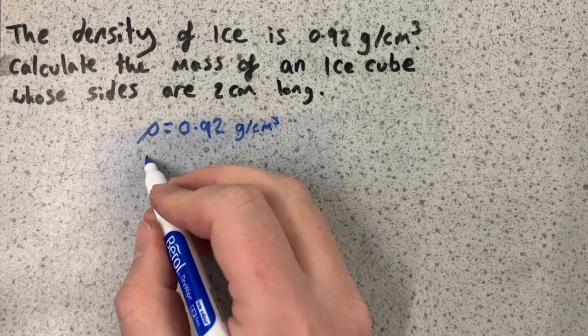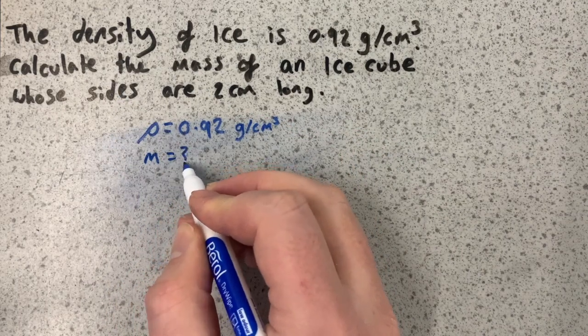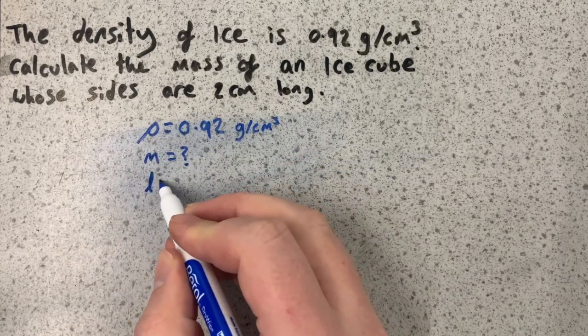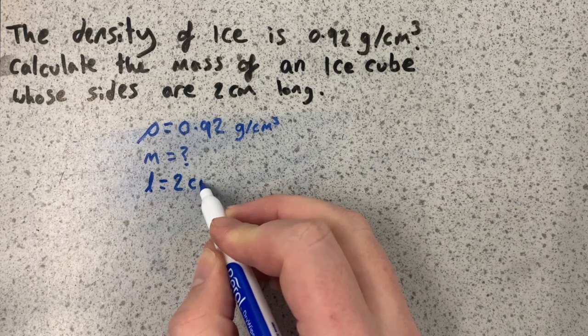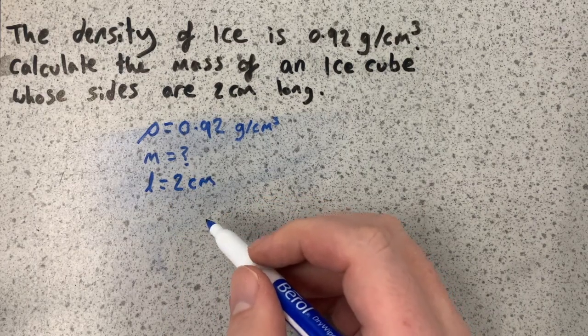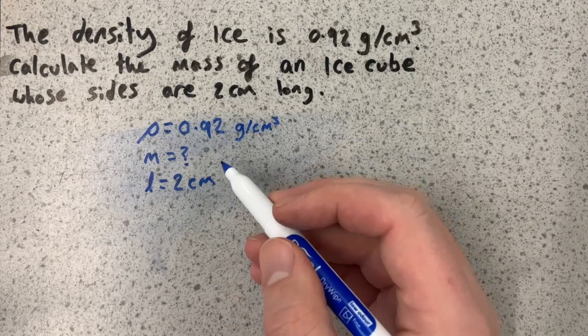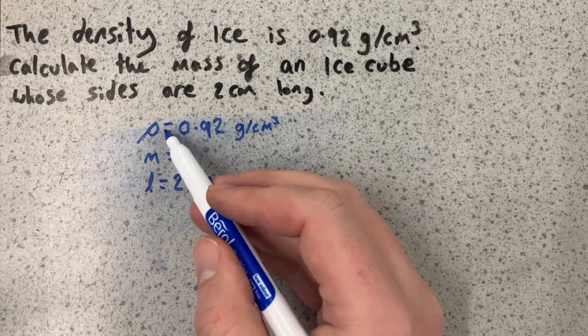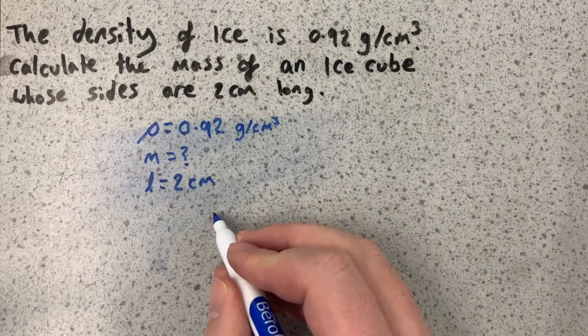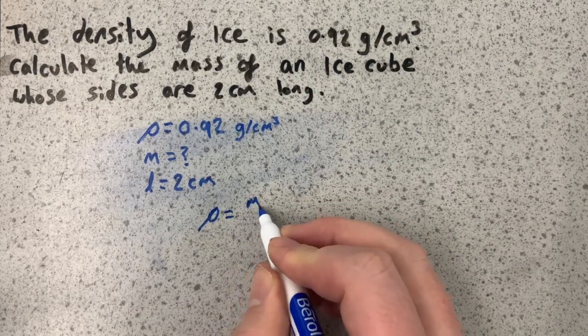Calculate the mass. So we don't know the mass, so m equals question mark, that's what I like to write down. And then the sides are 2 centimetres long, so L = 2 centimetres. I've used an L, it doesn't matter because that symbol isn't in our equation actually. So then we're choosing our equation. We're looking for one with density in it, mass in it, and something to do with size. We're looking for density is equal to mass divided by volume.